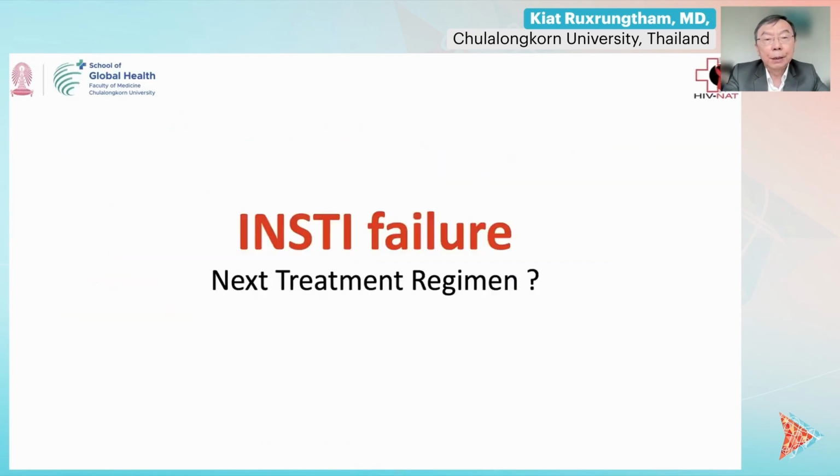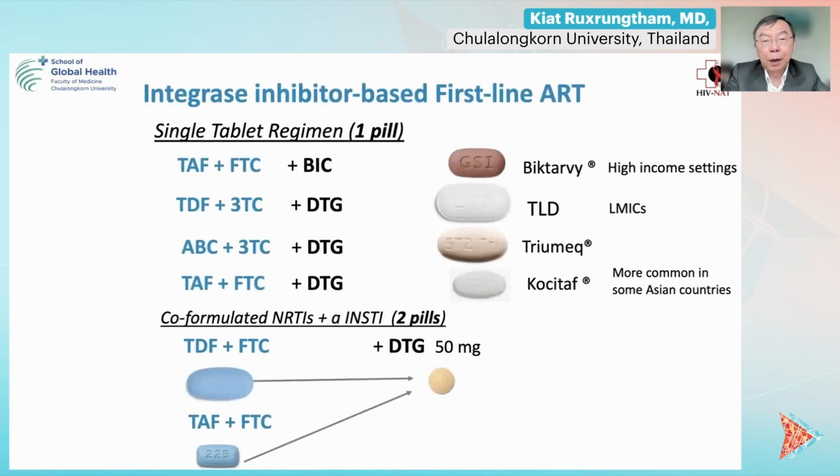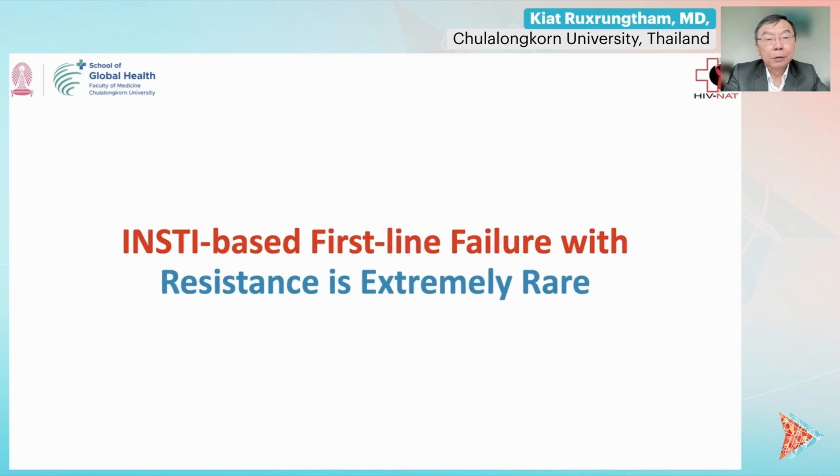So how to manage integrase inhibitor failure as the first line? These are the integrase inhibitor options. In high-income countries, they prefer the single tablet of bictegravir, TAF, and FTC. In low-income countries, including Thailand, we prefer the single tablet of TDF, 3TC, and DTG. Again, I'd like to emphasize that resistance is extremely rare in integrase first-line treatment failure, particularly DTG or bictegravir.